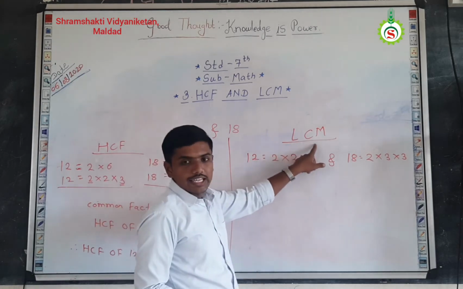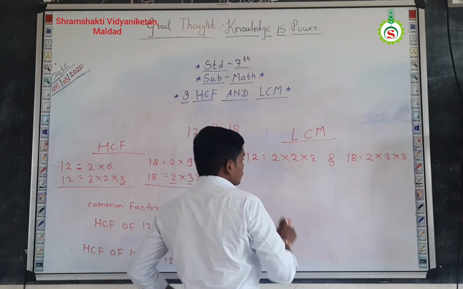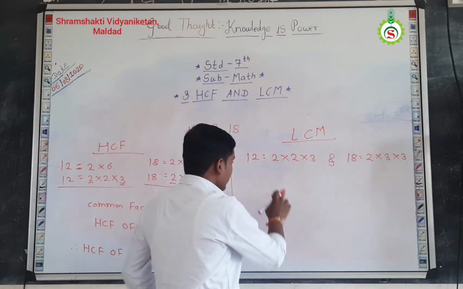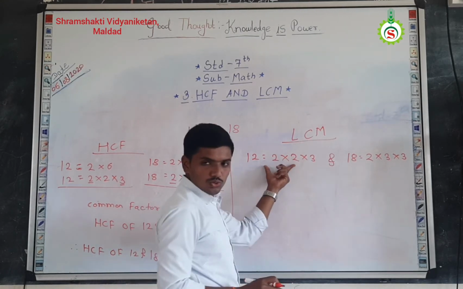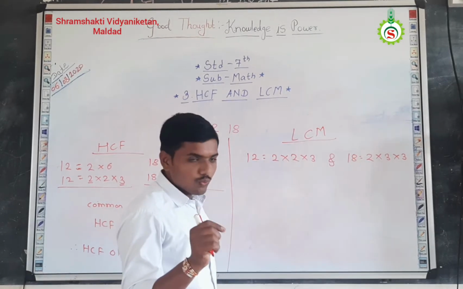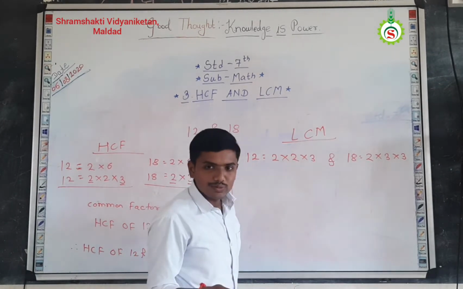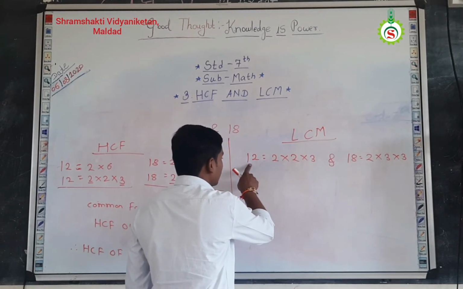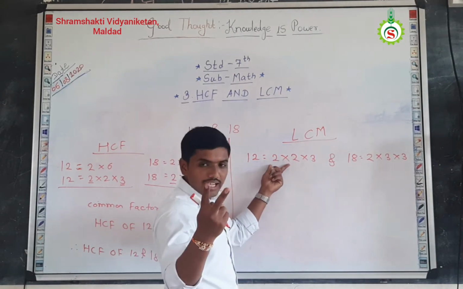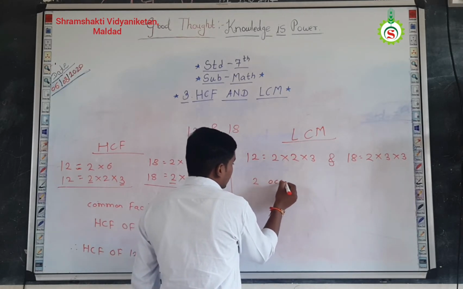Now I want to find the LCM. First I have taken the factors. Now that 2, how many times does that 2 occur? Here, 1, 2: 2 times 2 is here, and in 18, how many times does 2 occur? Only 1 time. That means in 12, that 2 occurs the maximum number of times. That 2 occurs maximum times in the factors of 12. Maximum times is 2 times.